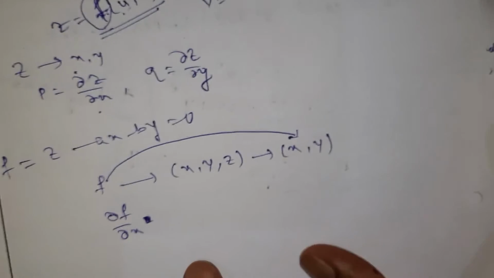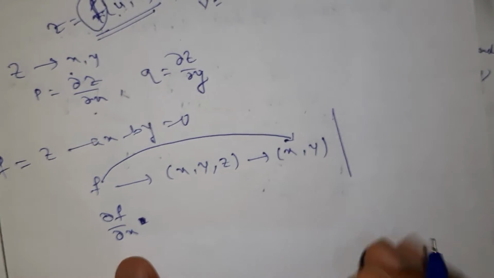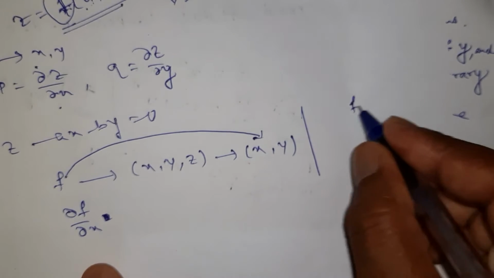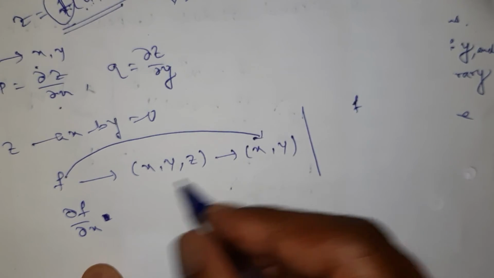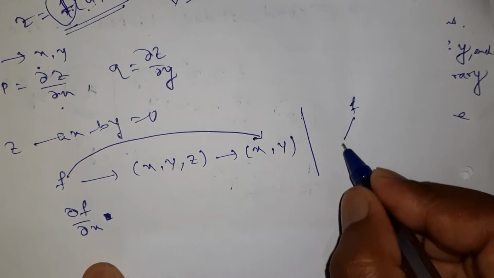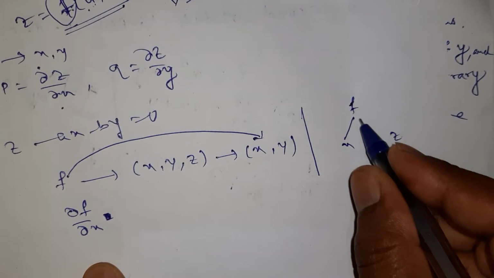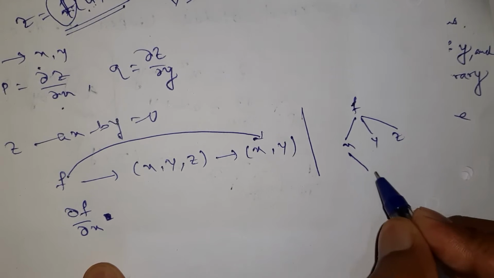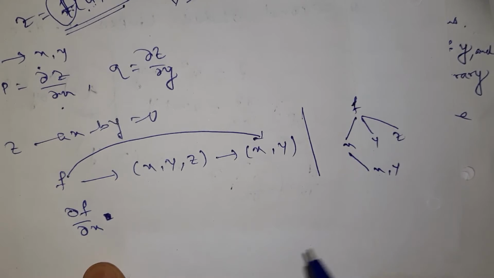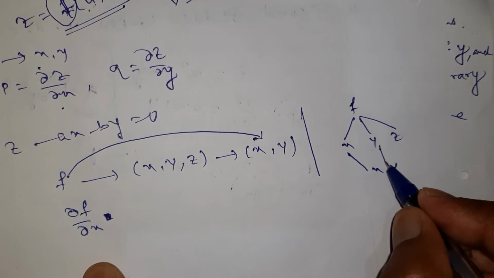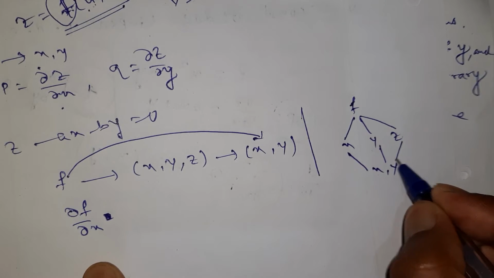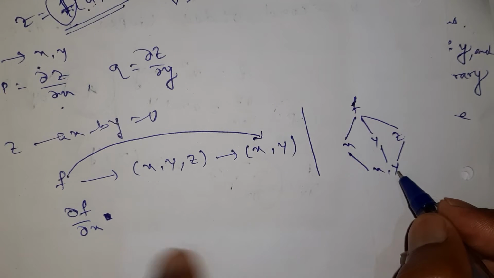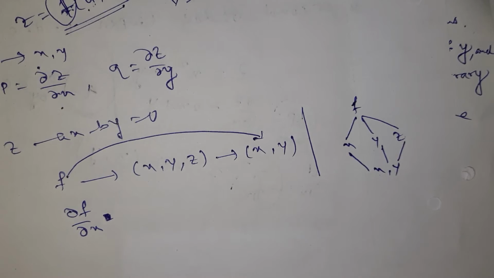If you don't understand it this way, I will draw one figure to help. From this figure we write f of x, y, z. These are the three functions, and then again x and y. Y is also a function of this and z is also a function of this, right? x and y are themselves functions of x and y, and z is a function of x and y, correct?